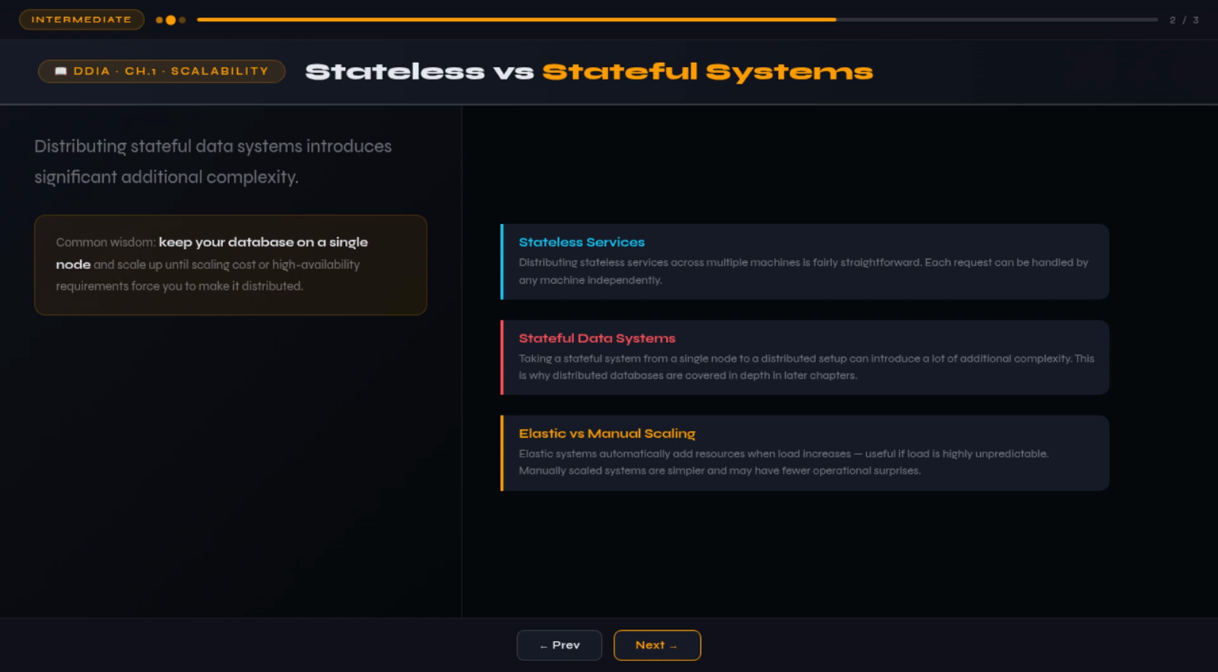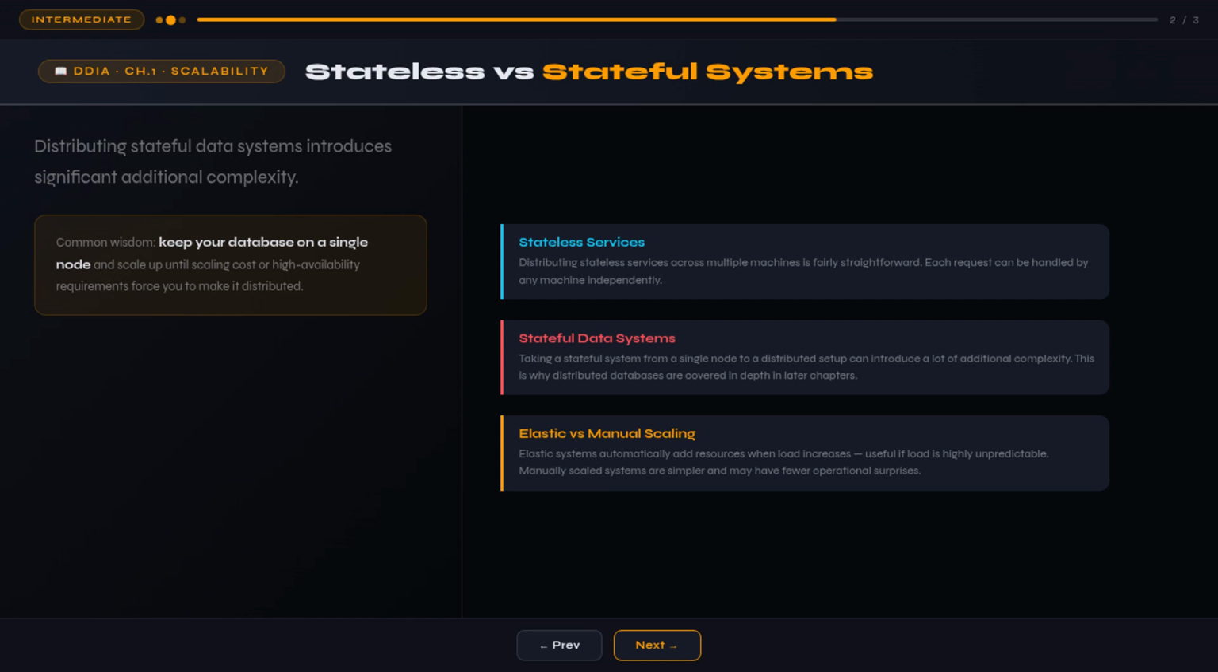Taking a database from a single node to a distributed setup introduces a huge amount of additional complexity. Now you have to think about, where does each piece of data live? What happens if a machine goes down while a write is in progress? How do you ensure two machines don't serve conflicting answers to the same query? What does consistent even mean when data is spread across nodes?